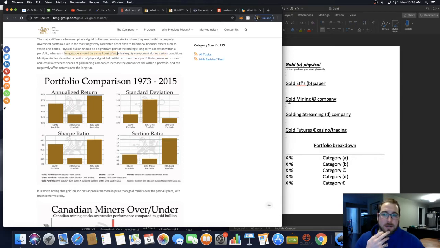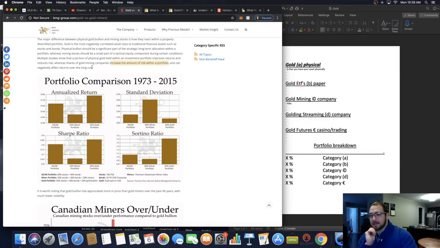So the mining stocks should be a small part of a tactical equity component during certain conditions. I wonder what they mean with certain conditions, because we might be in this environment of the certain conditions too. Multiple studies show that a portion of physical gold held within an investment portfolio improves returns and reduces risk, whereas shares of gold mining companies increase the amount of risk within a portfolio and can negatively affect returns over the long run.